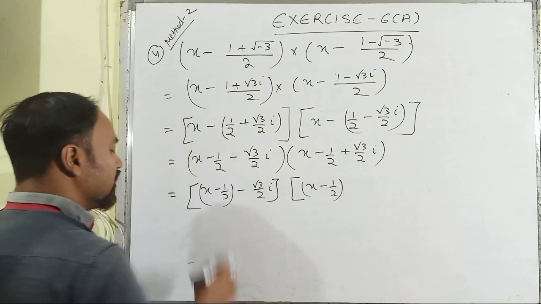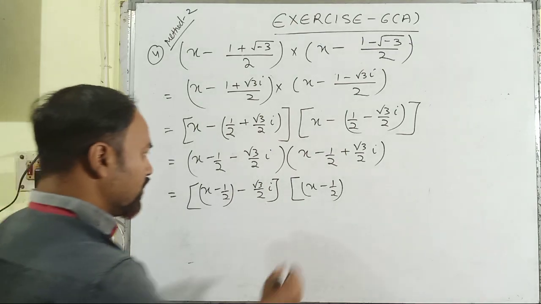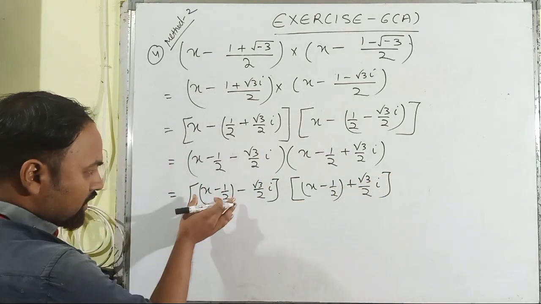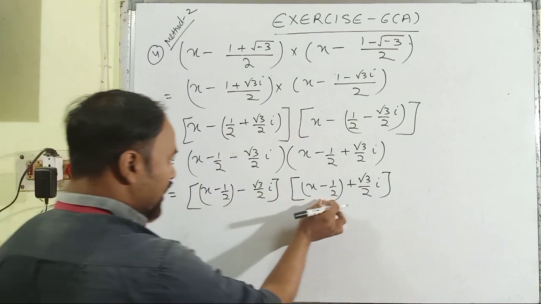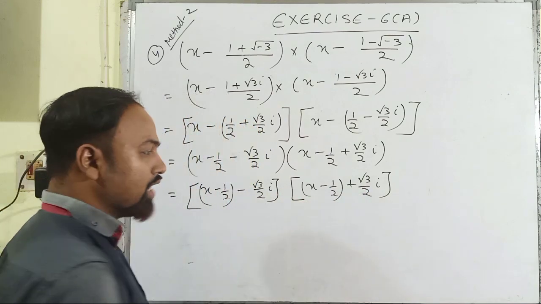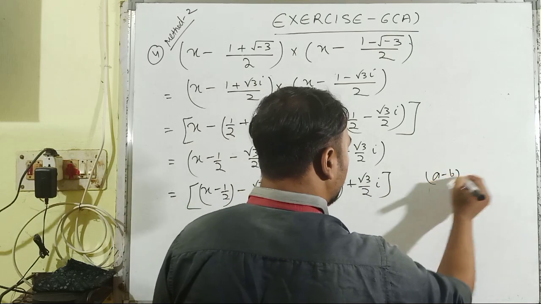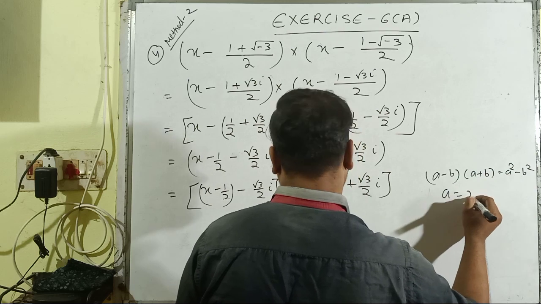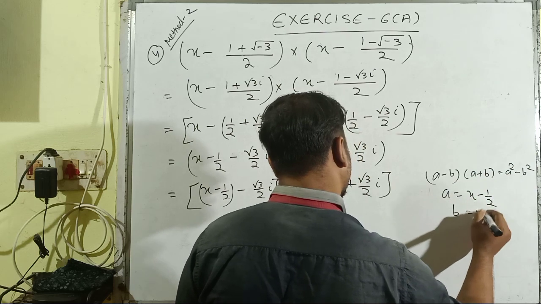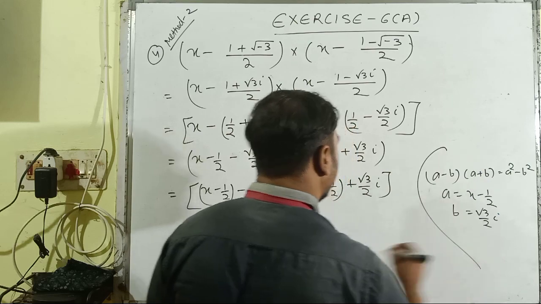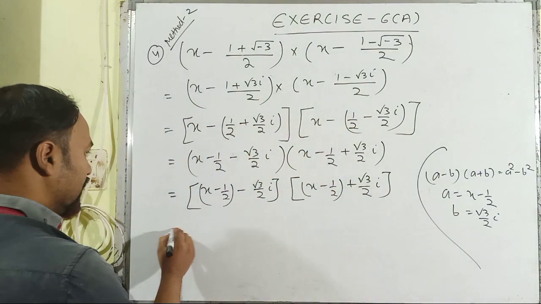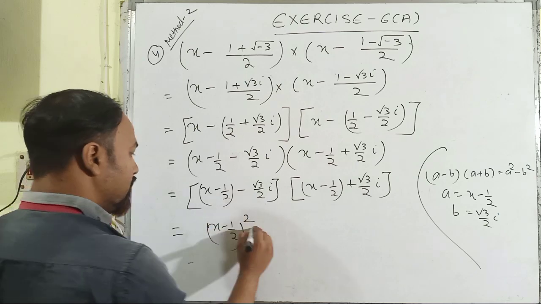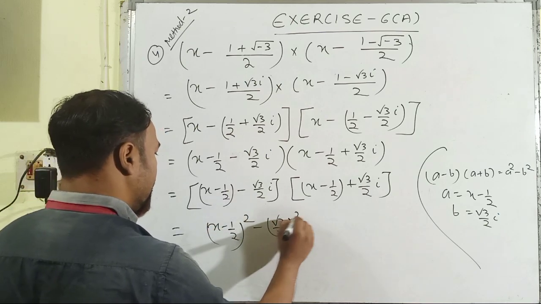Combining the first two terms in both of the expressions, you can see that this is a minus b and a plus b. That means it is in the algebraic identity form a minus b multiplied with a plus b, and this is a square minus b square. Here a is equal to x minus 1 by 2 and b is equal to root 3 by 2i. And this is a square minus b square.